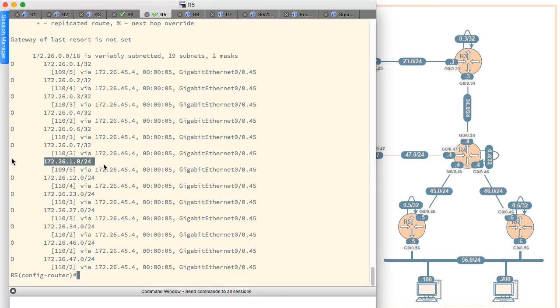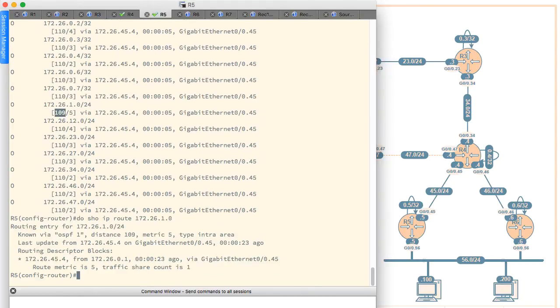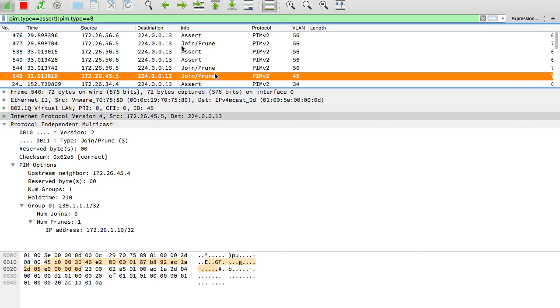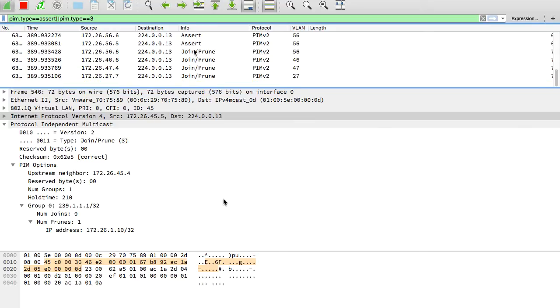And 172.26.1.0 is also at 109. So that's the route that I wanted. So if I say do show IP route 172.26.1.0, now I can actually see that the distance here is 109. We will have to wait for that assertion to happen again.